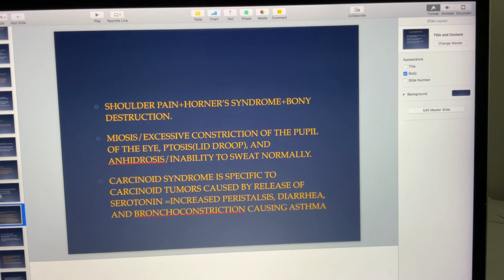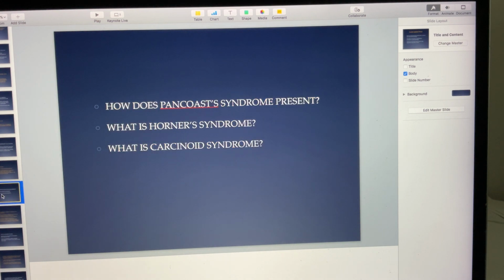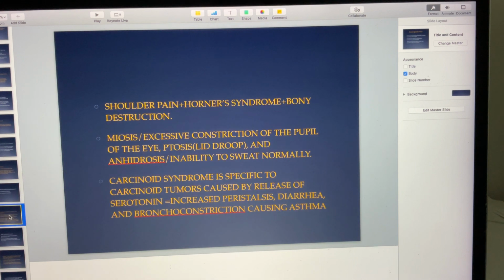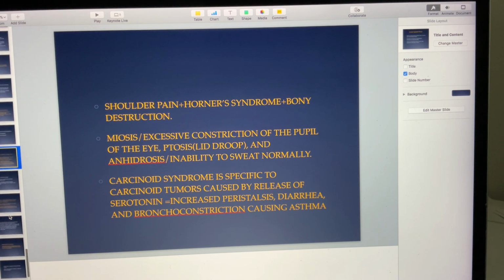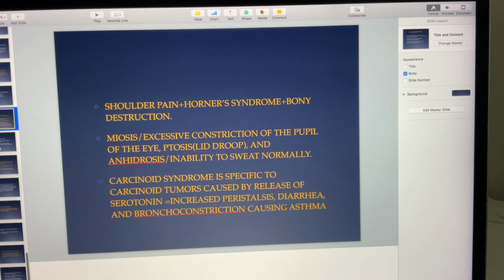And the third question is, what is carcinoid syndrome? Carcinoid syndrome is specific to carcinoid tumors and is caused by release of serotonin, and that increases peristalsis, diarrhea, and bronchoconstriction, causing asthma. Okay, they always test that question.